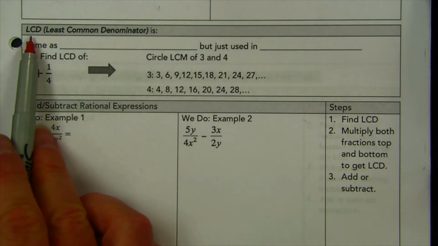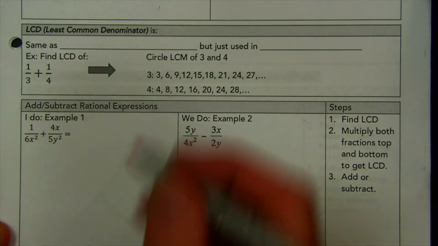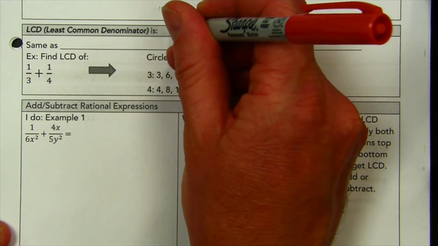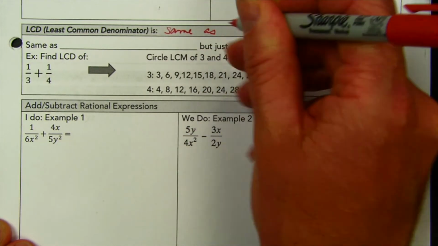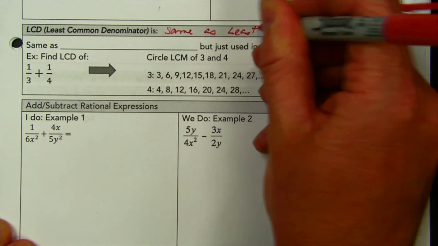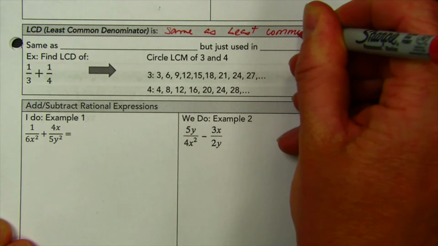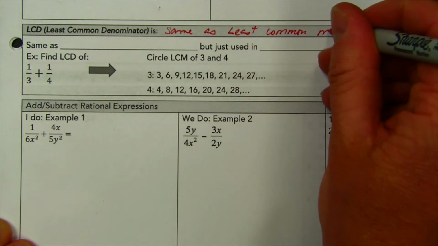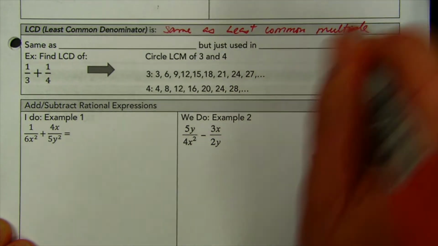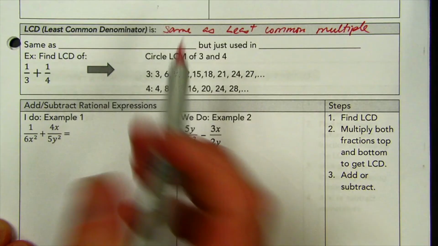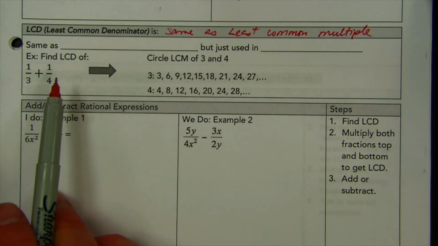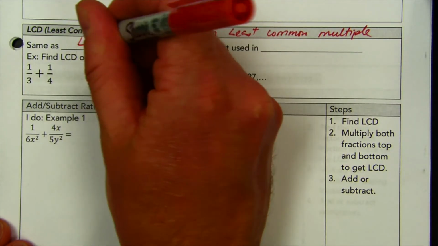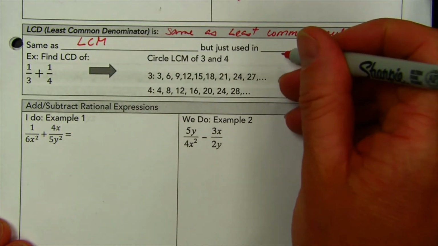Let's talk about LCD, least common denominator. All right, basically the LCD is the same as least common multiple. So LCD is the same as the least common multiple. Again, multiples are these guys. All right, so same as LCM. So we're right here, but just using fractions.